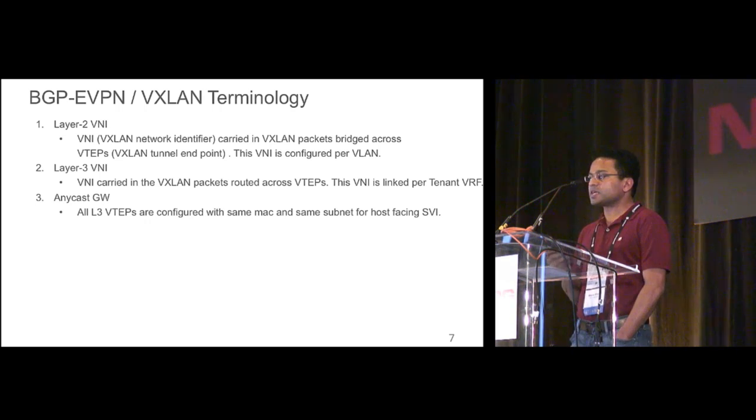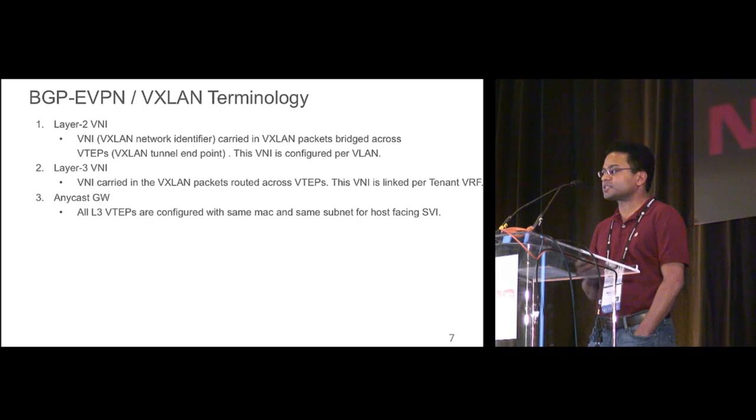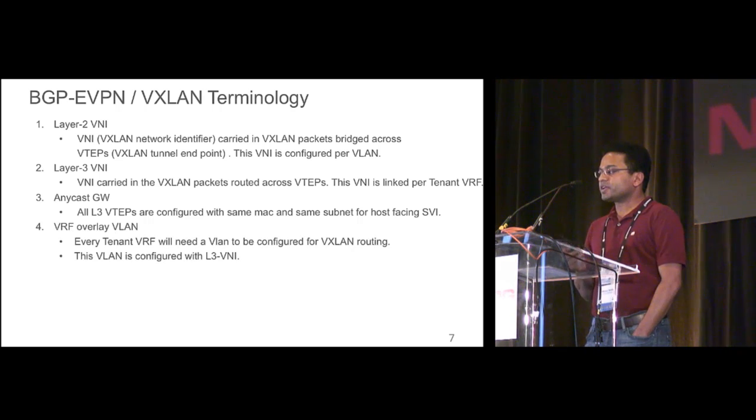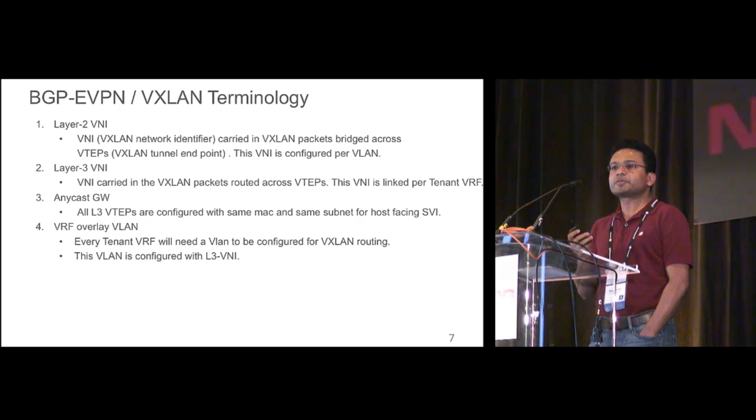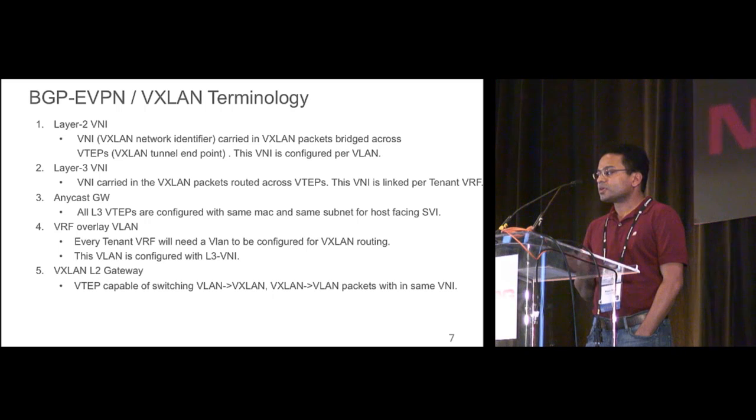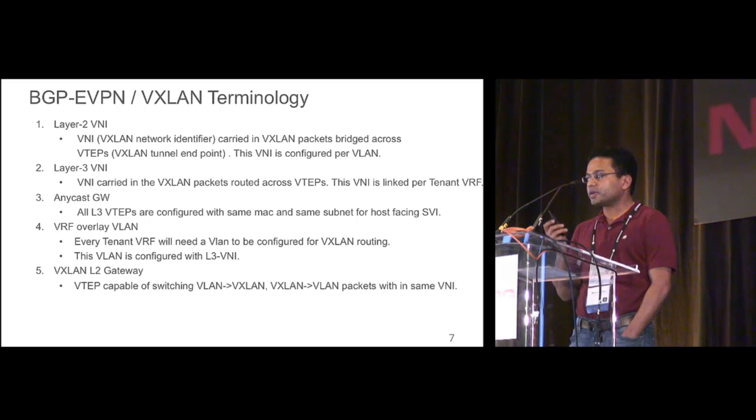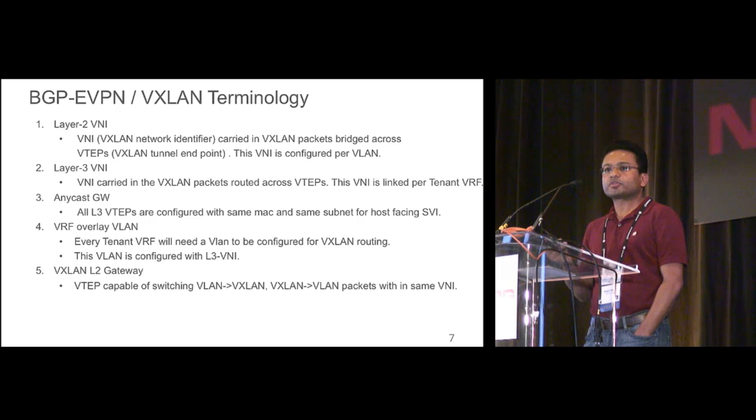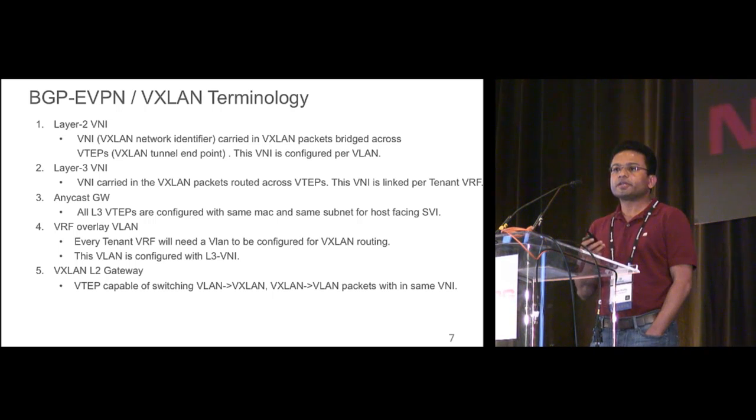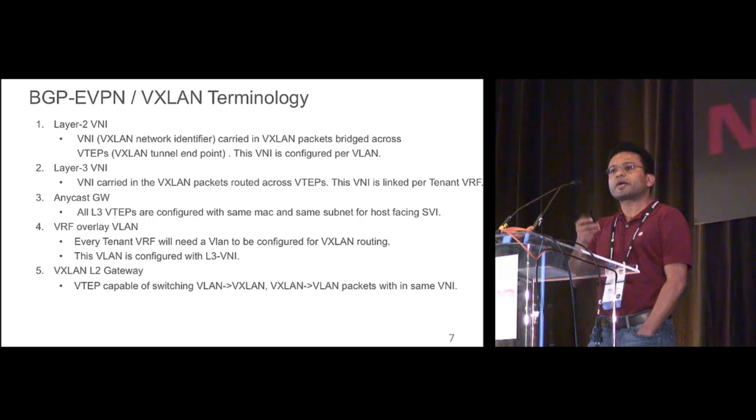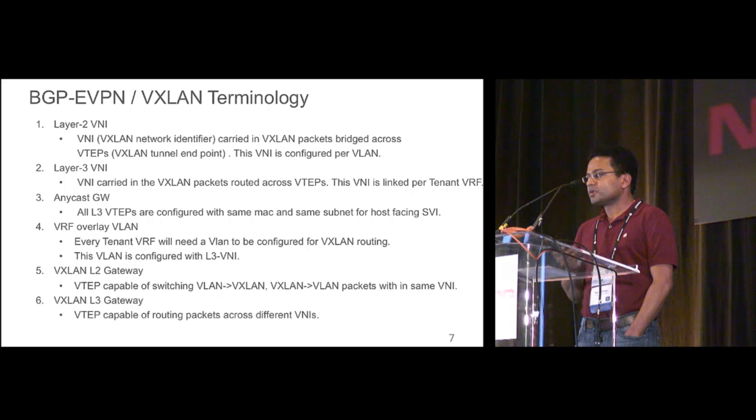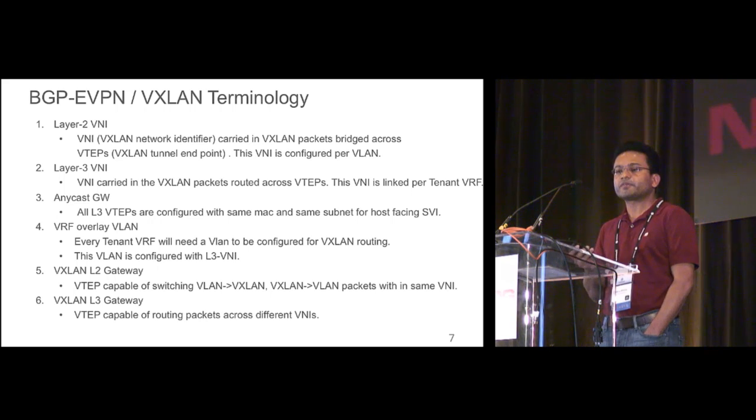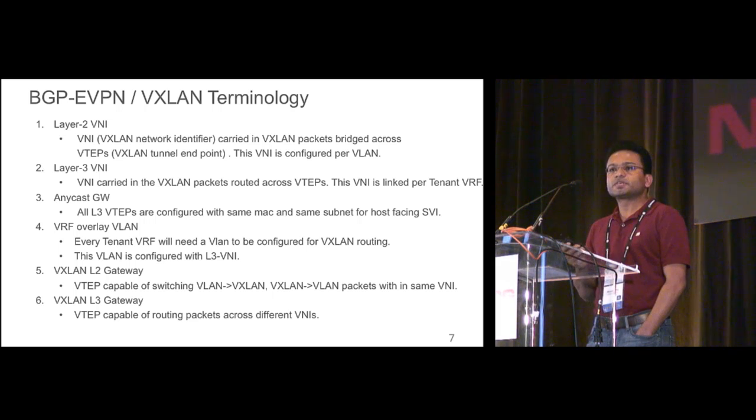Anycast gateway: all L3 VTEPs are configured with the same MAC and the same subnets. VRF overlay VLAN: each tenant VRF will have a VLAN, and that VLAN will be given an L3 VNI. The VXLAN L2 gateway: the VLAN and the layer 2 VNI are tied to each other. Any VTEP, leaf or spine which supports L2 gateway has the capability to switch bridged traffic, basically between VLAN to VXLAN and back to VLAN. As a VXLAN L3 gateway, any leaf, spine or TOR which supports this functionality is capable of routing traffic, and this capability is across VRFs and across VNIs. It's not restricted to the same VNI.